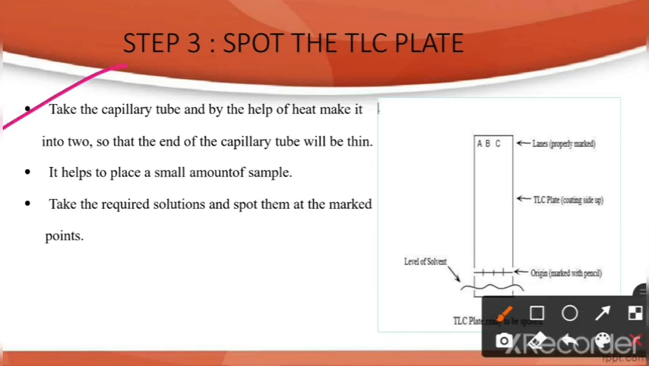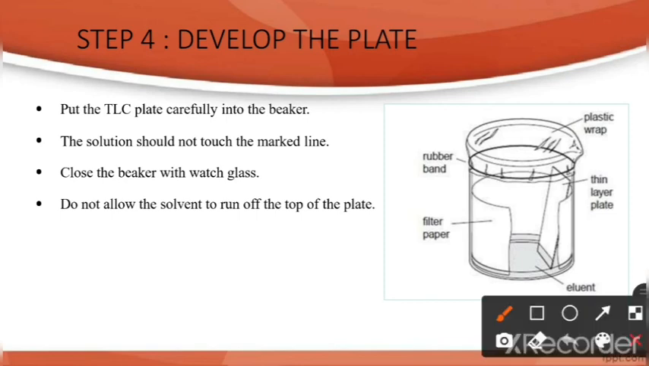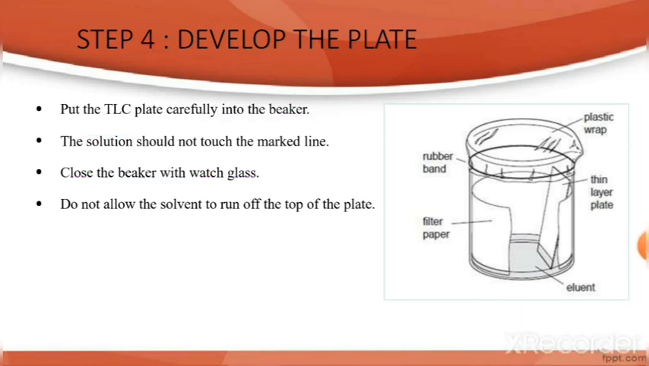Then spotting of the TLC plate. Take a capillary tube, and with the help of heat make it thin if it is new, or if it is possible, so that the end of the capillary tube will be thin. It helps to place a small amount of sample. Take the required solutions and spot them at the marked points. Develop the plate. Now put the TLC plate carefully into the beaker. The solution should not touch the marked line. Close the beaker with the watch glass. Do not allow the solvent to run off the top of the plate. We have to remember that the solution should not touch the marked line, otherwise the sample will go into the solvent and we will not get the spots.